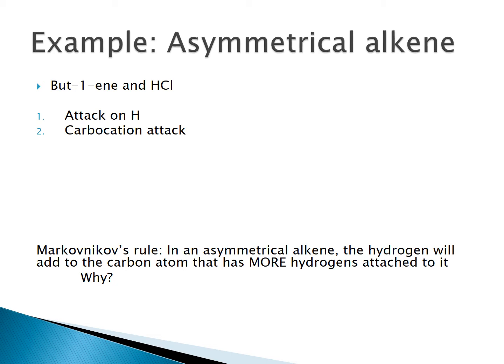Now, you might or might not be wondering what happens if we have an asymmetrical alkene. Okay, so which carbon atom is going to be the carbocation, and where is the electrophile going to add first? Okay, so let's look at but-1-ene and hydrochloric acid. All right, so first I'm going to start by drawing but-1-ene.